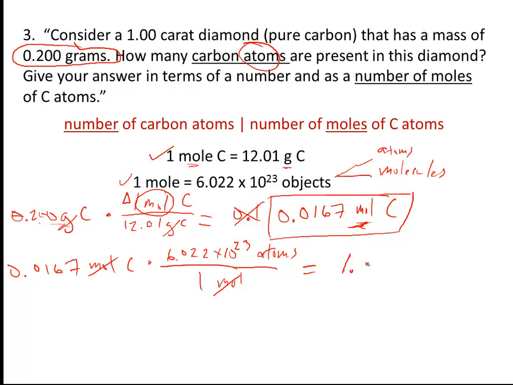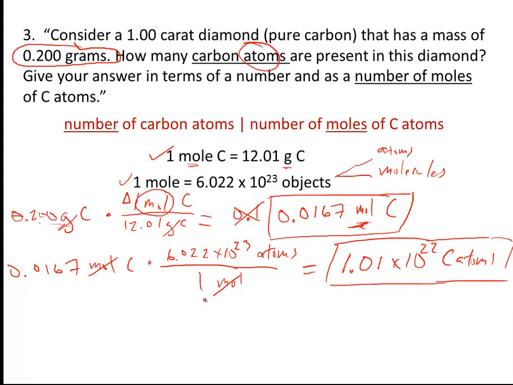1.01 times 10 to the 22nd carbon atoms. Oh, what do you know? All right, so there you go. So that's how you approach number 3.